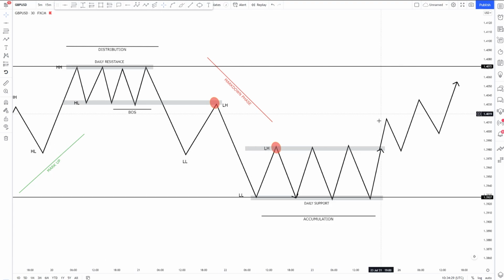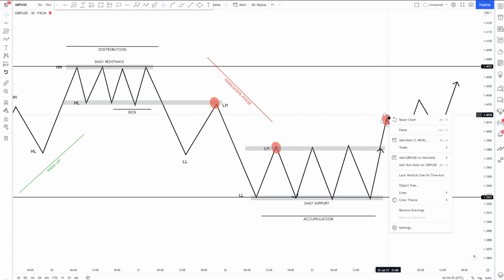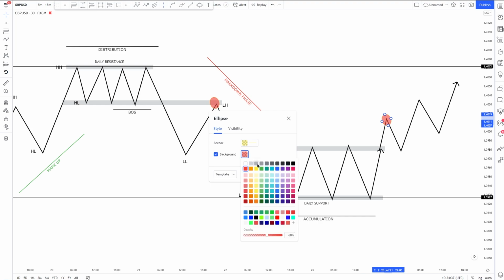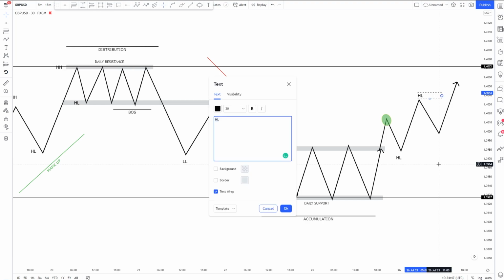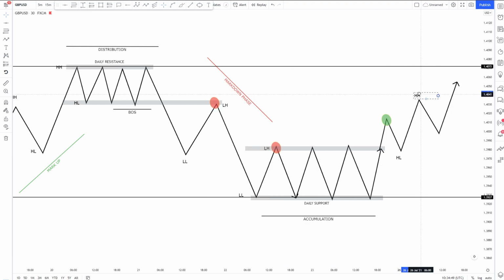So basically at this moment right here, this will be our higher high. Let me mark it up. Higher high, higher low. So let's mark it up. Higher low, and this is the uptrend again. So markup phase. Higher high and higher low and another higher high. So you want to take advantage of these phases.